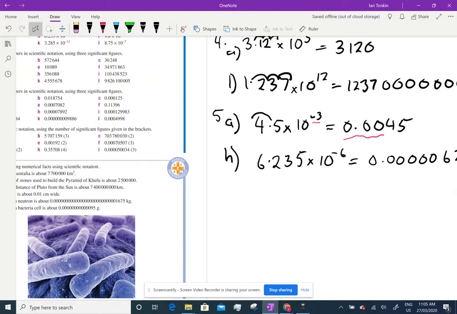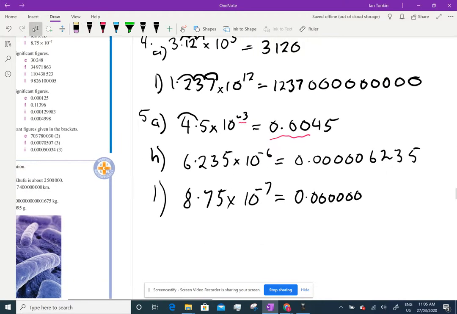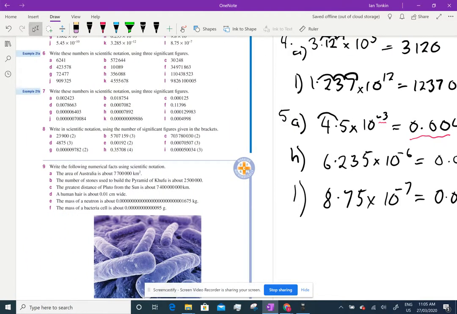So this is a really easy one to do. As long as you remember, you have to have the same number of zeros as decimal points. 8.75 times 10 to the power of negative 7. So 1, 2, 3, 4, 5, 6, 7, and then the number 875. So they're relatively easy. Now, when you write in scientific notation, every number is significant.